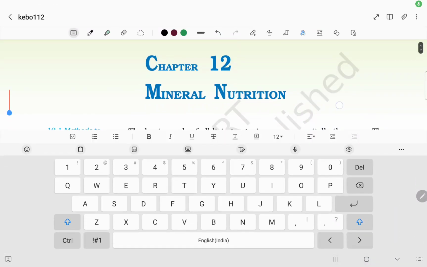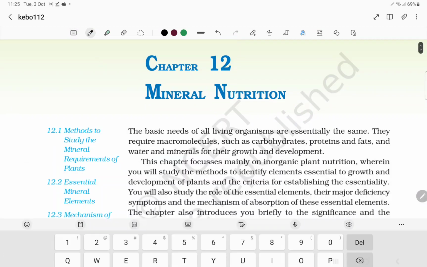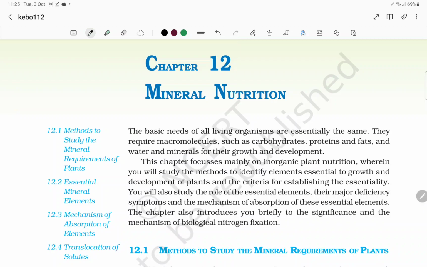So yeah, this is the chapter for mineral nutrition. In this chapter, we are going to see a detailed explanation about mineral nutrition: what the minerals are and how they are absorbed by plants.